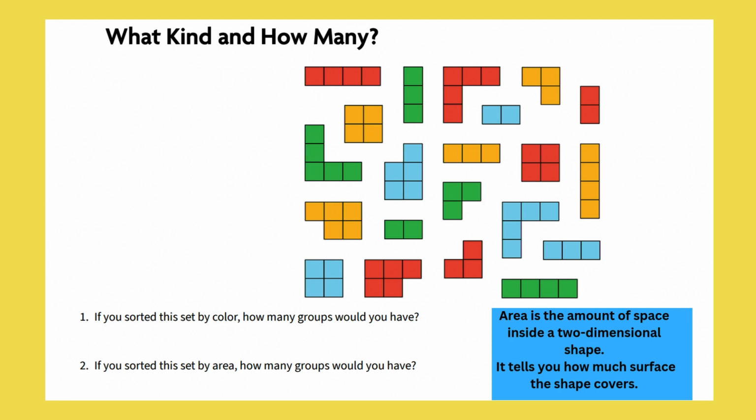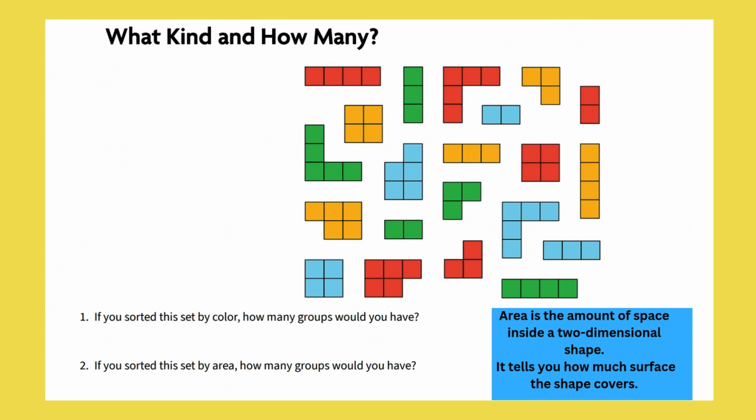All right, before we start, I always like to start with an activity, and I found an activity that I got from IM that I like. It's called What Kind and How Many? Okay, so two questions to answer, and possibly I have a third one. If you sorted this set by color, how many groups would you have? So here you have these tiles, and I'm asking you to sort them by color, meaning all the yellow in one group or the red in one group. How many groups would you have?